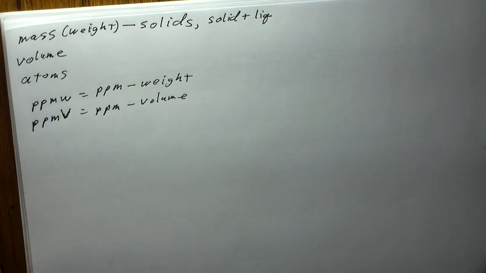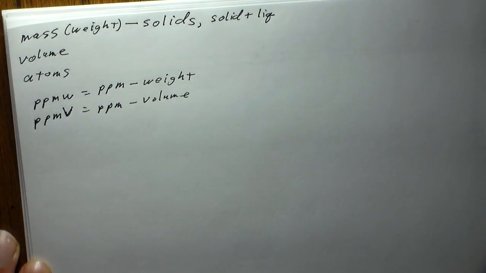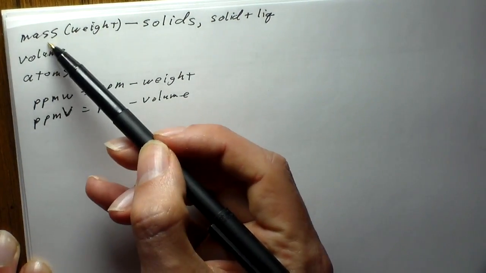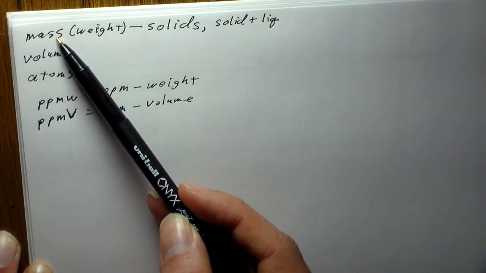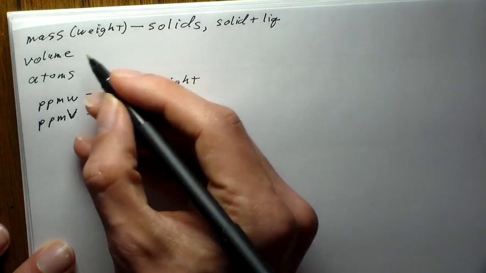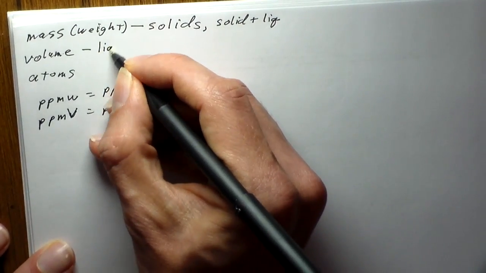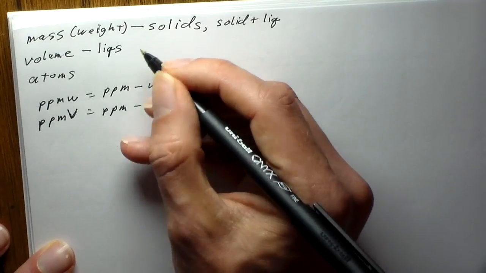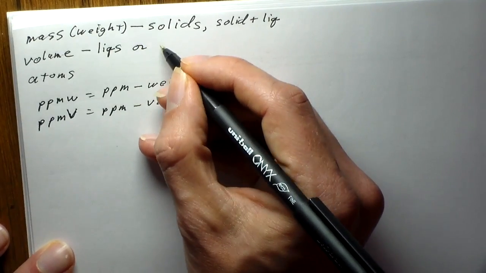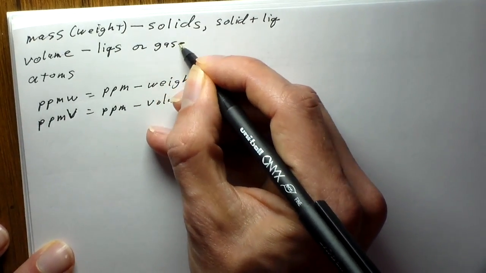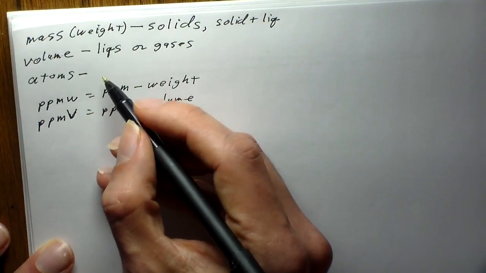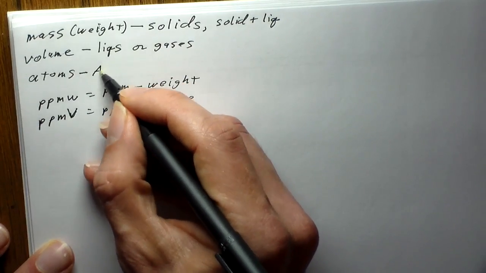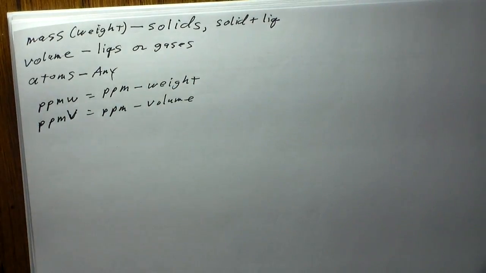In that case, just like we did before with the salt dissolved in the water, that would be the percent, or it could even be parts per million or whatever in terms of the mass or the weight of that. If you're dealing with volume, this is if you're dealing with liquids, or you're dealing with gases. Okay, and atoms, that can be any of them. I mean, really, it just depends on what you're actually talking about in those cases.